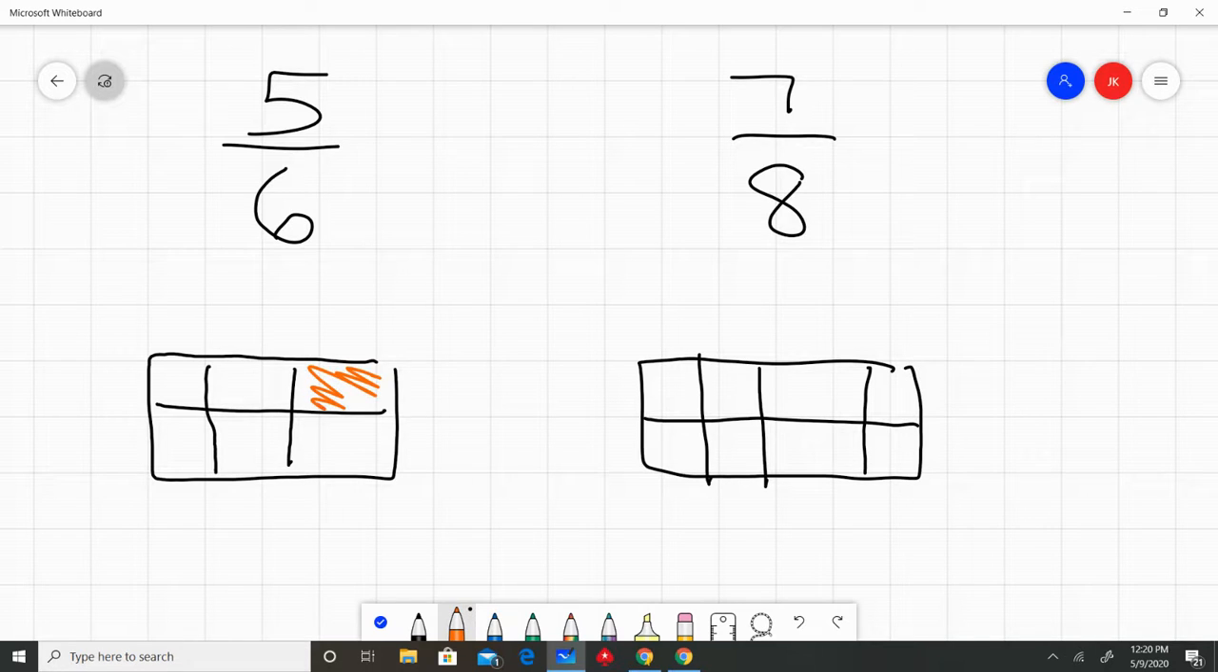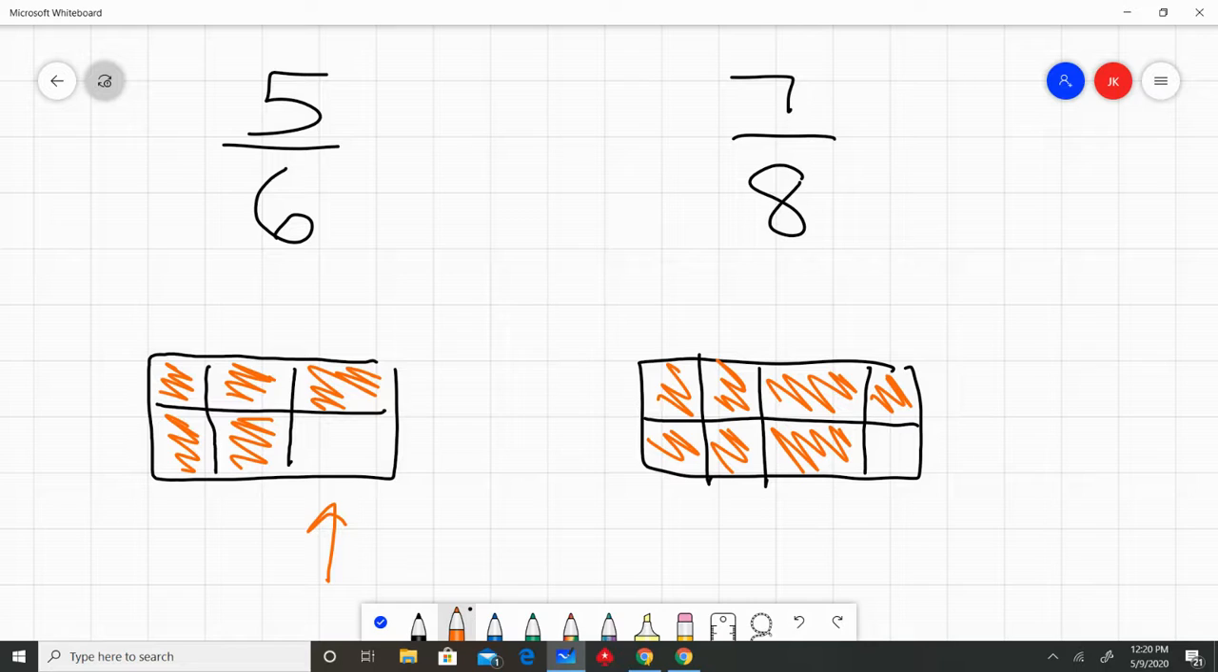All right, so I'm going to color in my 5 of 6 parts here. That's what it tells me to do, right? 5/6. And over here, this says 7/8. I'm going to shade in my 7 parts right here. And if I rely on the model, if I think of looking at a model, which side looks greater by looking at the model? Which one has more open space? It looks like 5/6 does, right? Doesn't that look like that has more space?